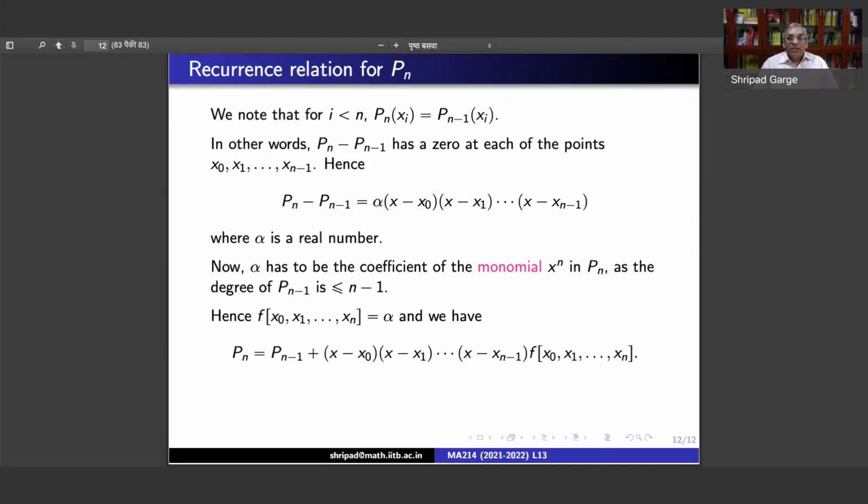So this is what we have as the formula for the interpolating polynomial Pn in terms of the interpolating polynomial Pn minus 1, the linear polynomials x minus x0, x minus x1 up to x minus xn minus 1, and the Newton's divided difference formula, which can also be computed from the previous such divided difference formulae for smaller degrees. So we will see some more interesting properties of these Newton's.